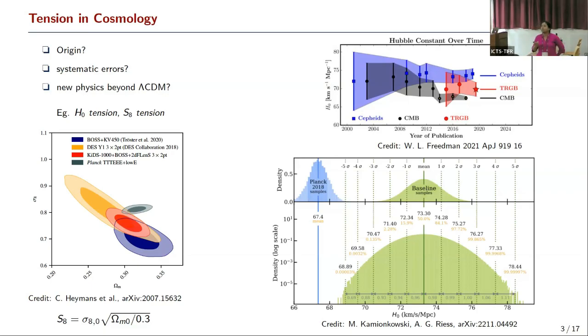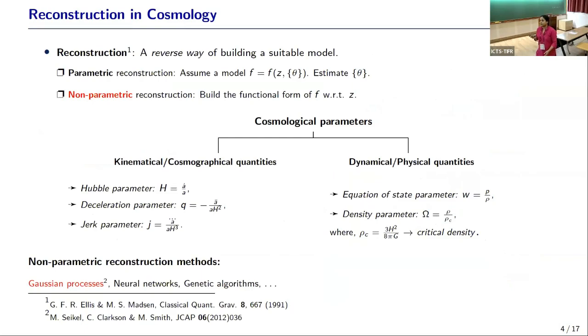The two most well-known are the Hubble tension, which is presently a 5 sigma tension between the value of H naught measured from the model-dependent Planck estimates versus the model-independent Cepheid calibration, and the clustering tension, from Planck versus the other galaxy clusters. So what we try to do is, instead of trying out some cosmological models, directly reconstruct the evolutionary history from observations, and this works as a reverse way of building a model from observations.